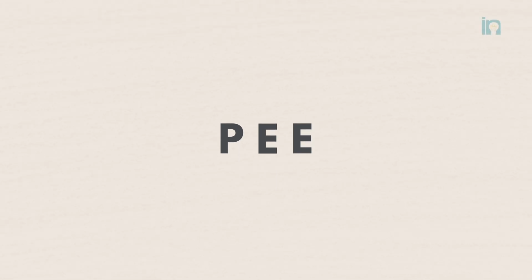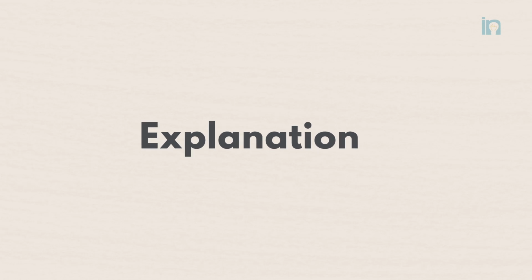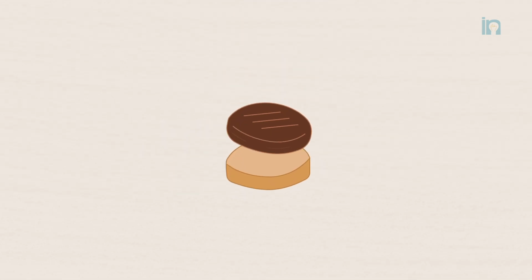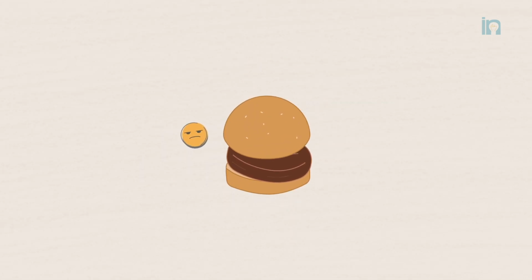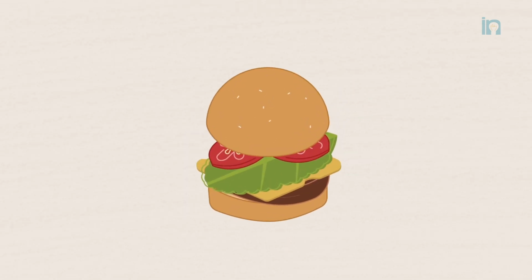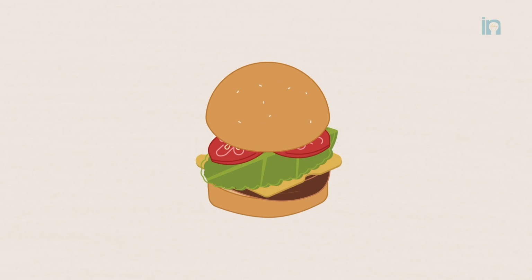Now that we've covered the beginning of PE, we can zoom in on the final letter, explanation. The explanation ties together your point and your evidence, or more specifically, shows how the chosen example demonstrates the point. Just as a patty on a bun is dry and bland, a body paragraph without in-depth and focused argument is not ideal. A good explanation is equivalent to adding toppings and sauce to create a balanced and rich flavor profile.